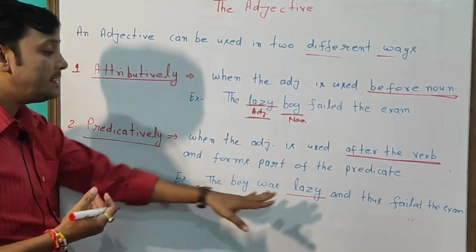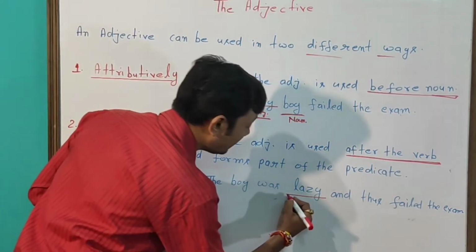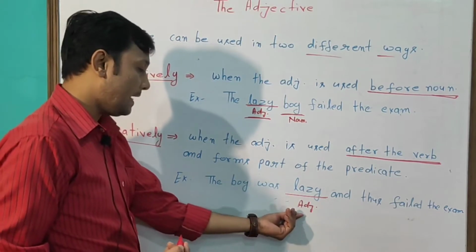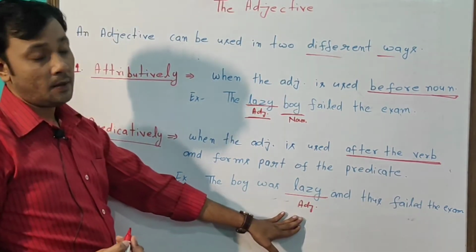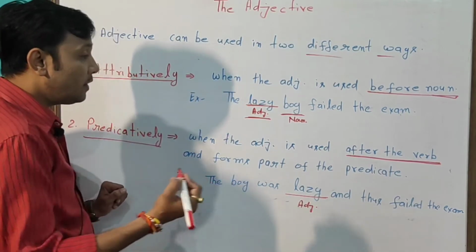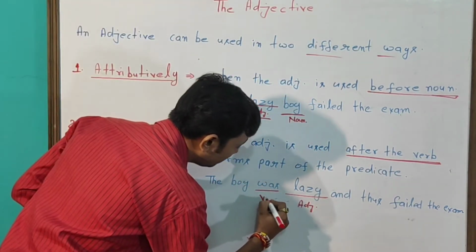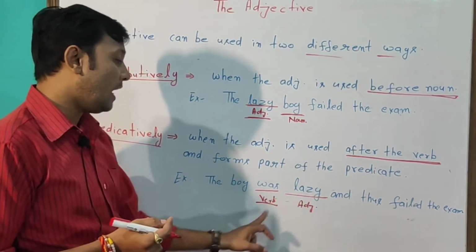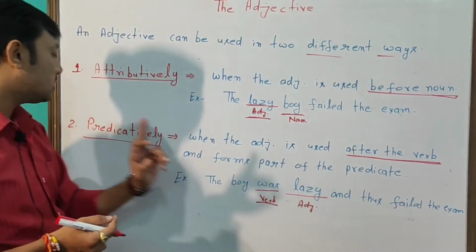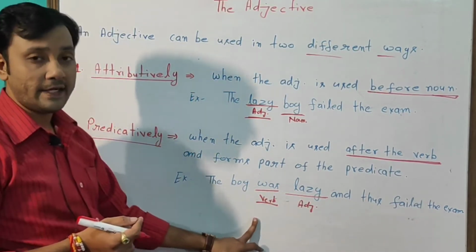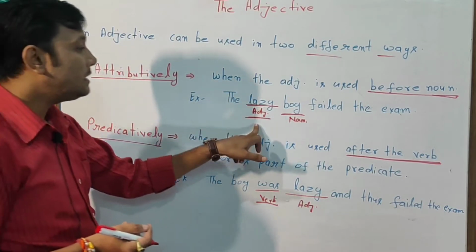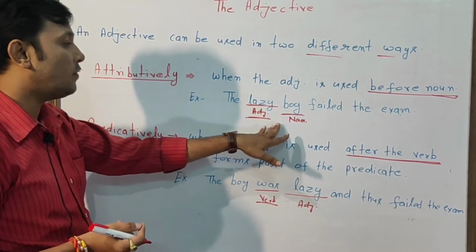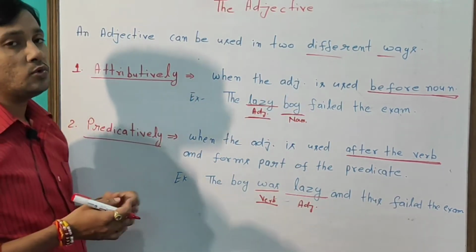Now, how is the word lazy used in this sentence? In this sentence, the adjective lazy is used predicatively. Why? Because here was is a verb, and here the adjective is used after the verb. That is why this use is called the predicative use of an adjective. And in the first example, the word lazy is used before the noun. That is why this kind of use of an adjective is known as the attributive use of an adjective in the sentence.